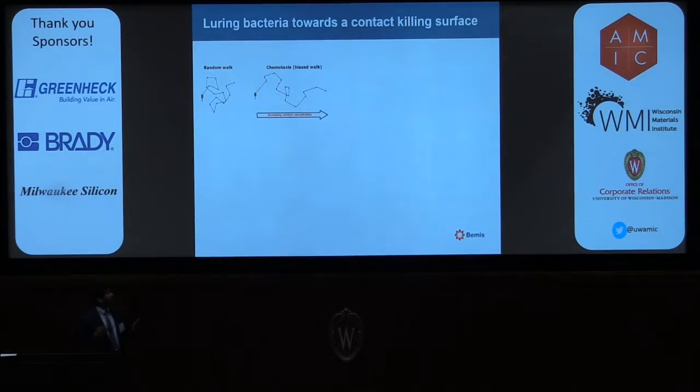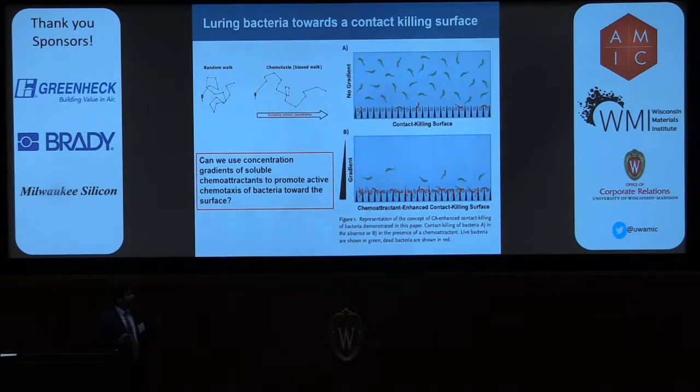It's widely known that bacteria can be influenced by chemotaxis, or in other words, a concentration gradient of certain chemoattractants can attract bacteria towards the higher concentration of chemoattractant. So the concept that we wish to demonstrate is shown in the figure on the right. A conventional contact killing surface, represented in A, would have microbes away from the surface, and only those microbes which are in the vicinity would be killed. However, if we could establish a gradient of a chemoattractant near the contact killing surface, what we wished to show was that we could attract the bacteria towards the surface and kill them.